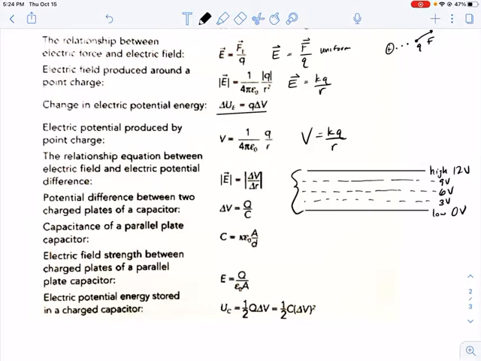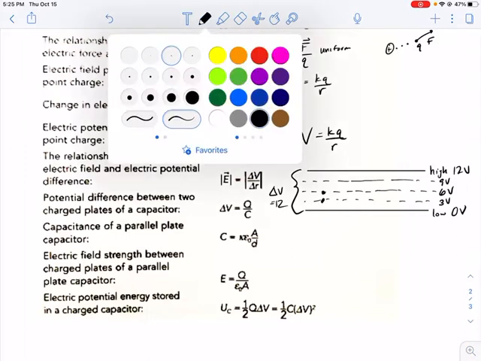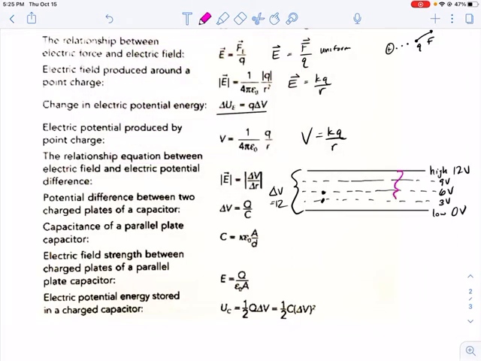Delta V then, from the top to the bottom, is 12. You could do delta V between any 2 points here. You could figure that out. And let's also say, oops, let me change colors. Let's say that we have this distance. Let's say that this distance, just for kicks, is 6 centimeters.